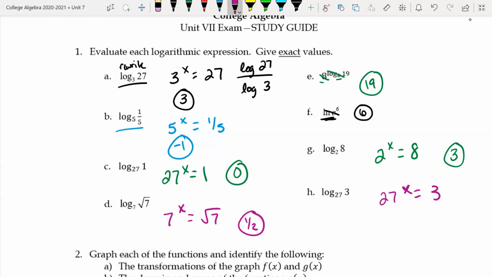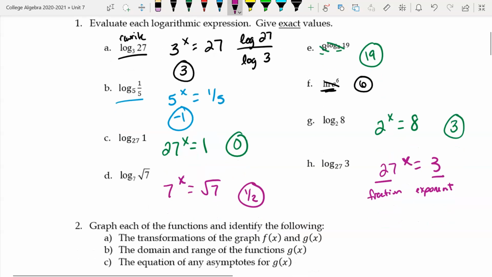This is the tough one because the base is bigger than the answer. So you know you're going to have a fraction exponent. Well, I know 3 to the third gives me 27, so I'm going to make it 1/3 as my exponent. Okay?